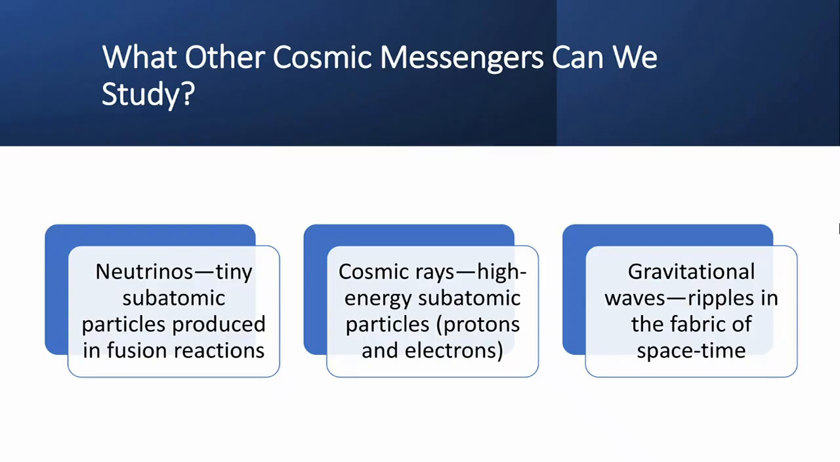The other thing that we can study from space are cosmic rays. So these are very high energy subatomic particles like protons and electrons that are coming from somewhere in space and hitting the Earth. And then very recently, within the last 10 years, we've developed the technology to study gravitational waves. And so these are Einstein's general relativity altering the fabric of space and time, and we have detectors that can measure that distortion.